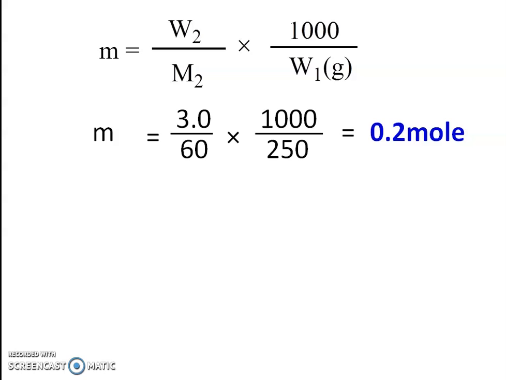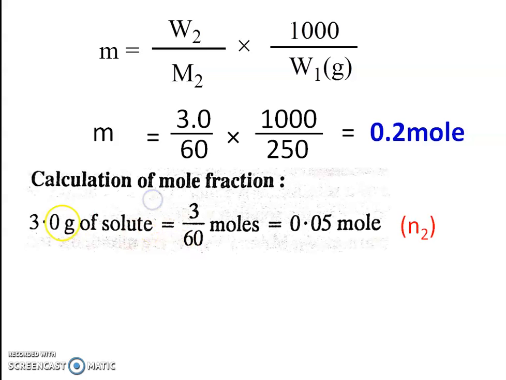Now another term, that is mole fraction of the solute. Here solute is urea, and mole fraction is the ratio of number of moles of that component upon total number of moles of all the components. And mole fraction of solute is equal to number of moles of solute upon number of moles of solute and solvent. So first of all, find out the number of moles of solute, that is urea.